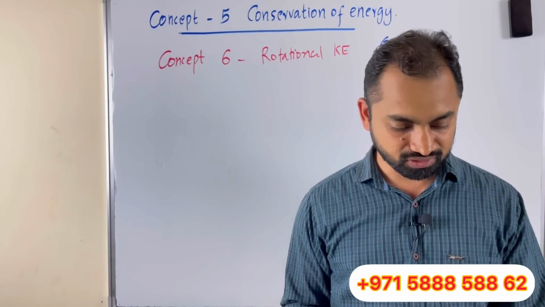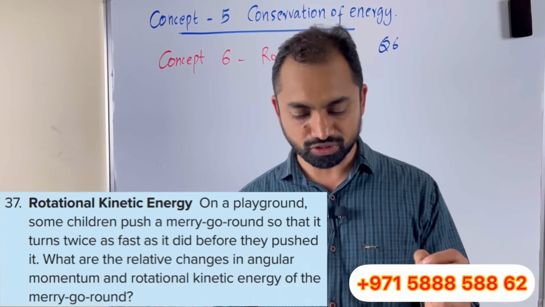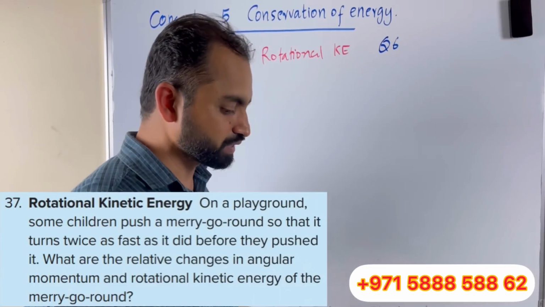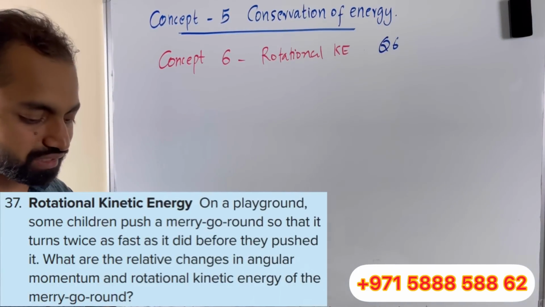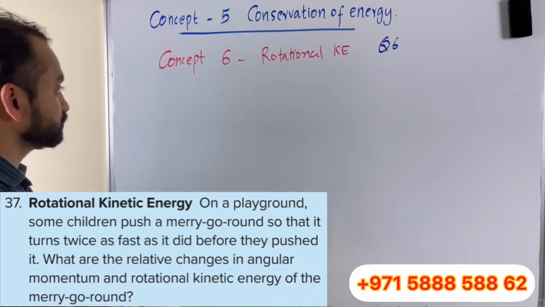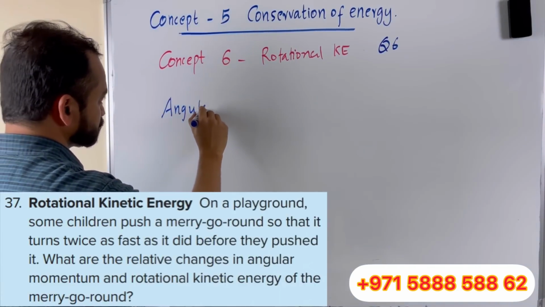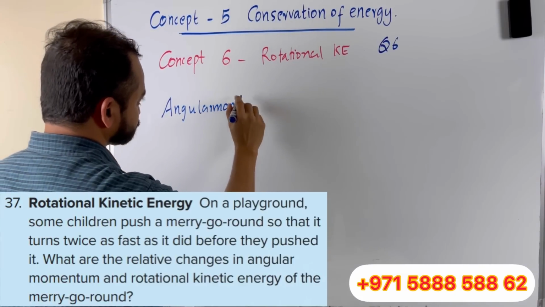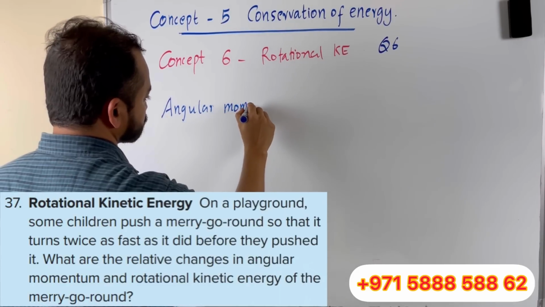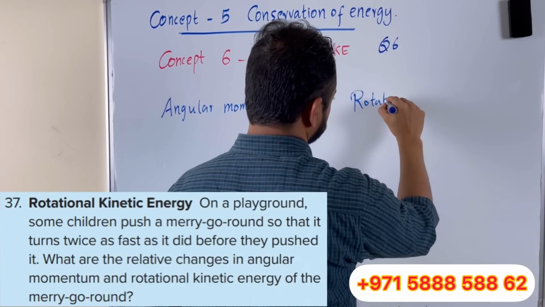And question number 37, the rotational kinetic energy. On a playground, some children push a merry-go-round so that it turns twice as fast as it did before they pushed it. What are the relative changes in angular momentum and rotational kinetic energy of the merry-go-round? So what is the relative change in angular momentum, and the rotational kinetic energy?